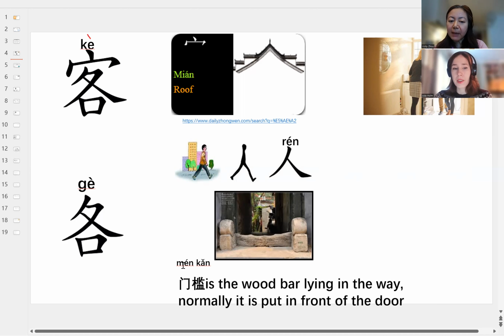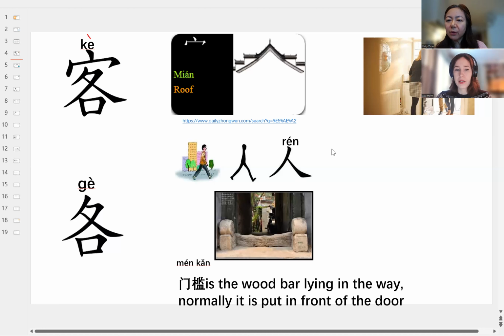We take a look at this picture here. This one we call men kan. Men is the gate. Kan is this kind of bar. So I'm thinking when the person crosses this men kan, they enter and come inside, they become a guest. So this way maybe helps you to remember this 客, 客人, guest.